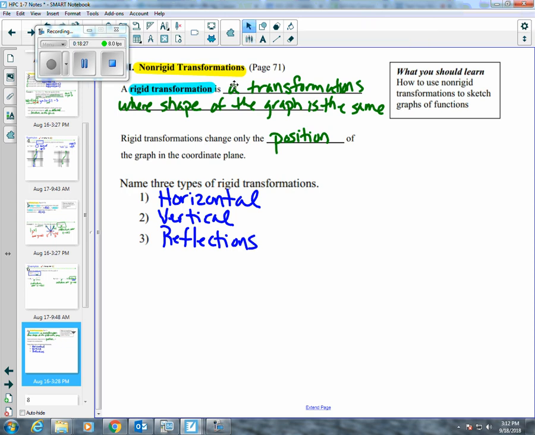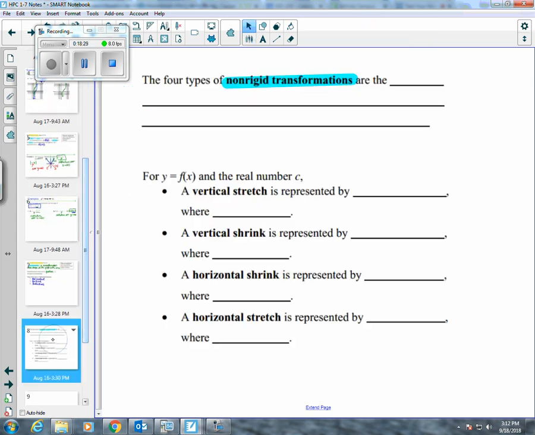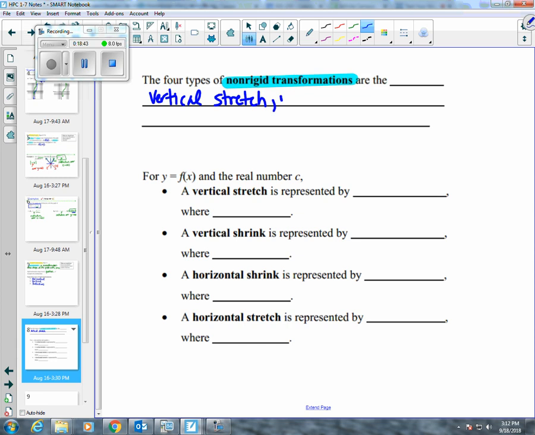So let's talk about the ones that aren't rigid. So what does that mean? What does that look like? So there's really 4 types that can happen. We'll talk about all 4 of them here. So you can do something in the vertical direction. So you can vertically stretch, and you can vertically shrink. So there's a vertical stretch and a vertical shrink. We'll talk about what that looks like.